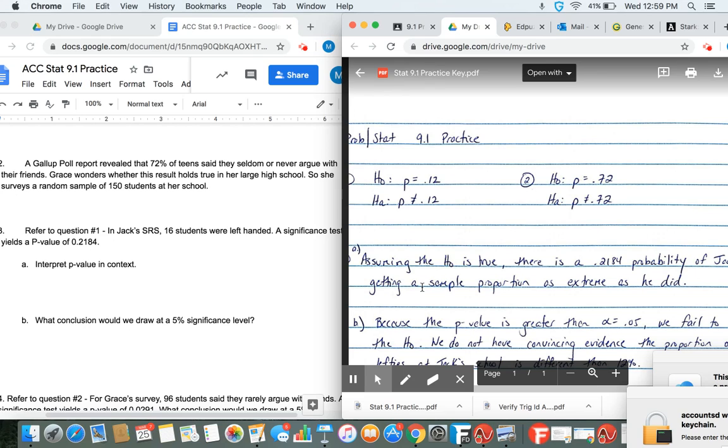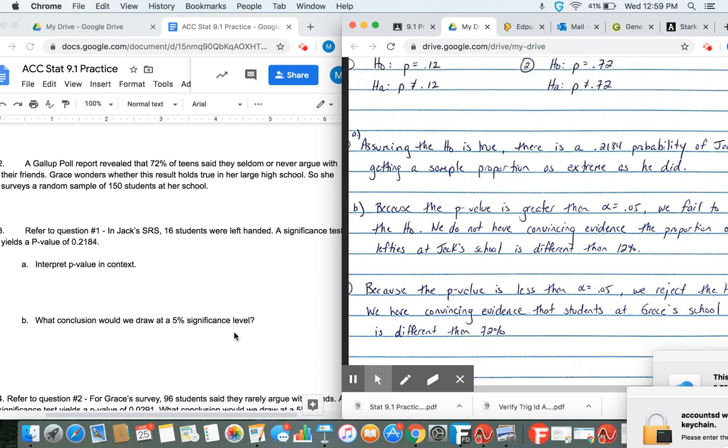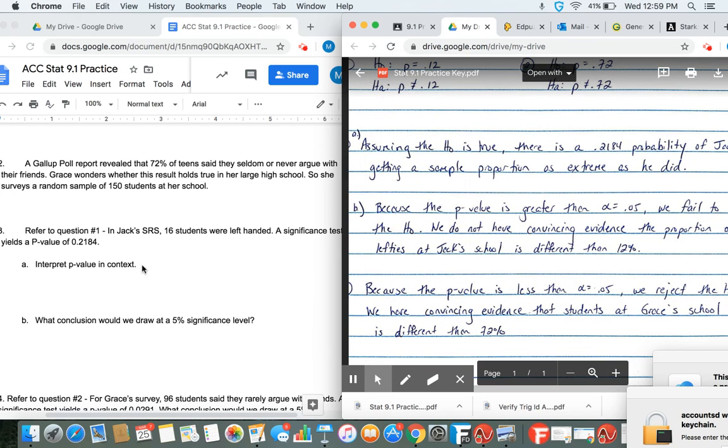Now, that's pretty high. That means this occurs about 22% of the time, meaning this probably didn't happen by chance alone. So in this case, the conclusion that we would draw, we compare that p-value to this 5% significance level. And because the p-value is greater than that, we fail to reject it, meaning we don't have evidence here that the proportion is anything different than 12%. This happened a good amount of time. We think it probably is right around 12%.